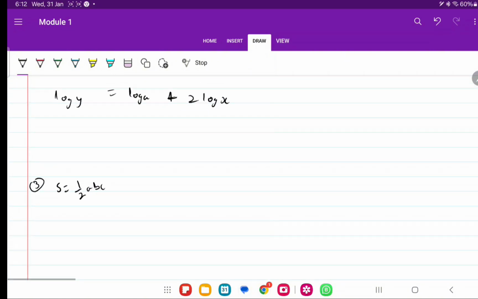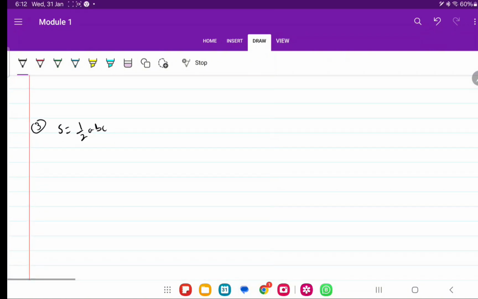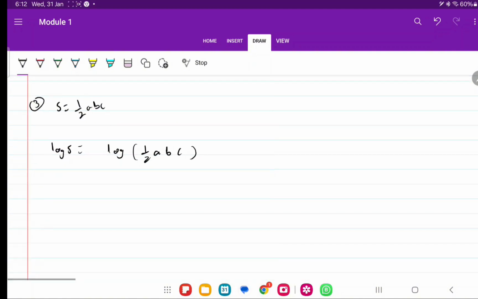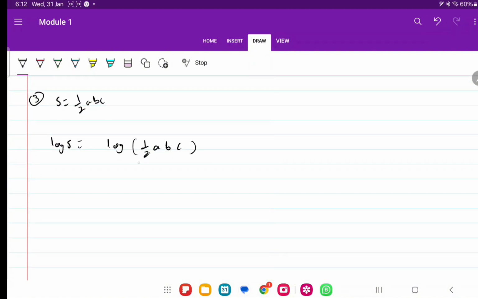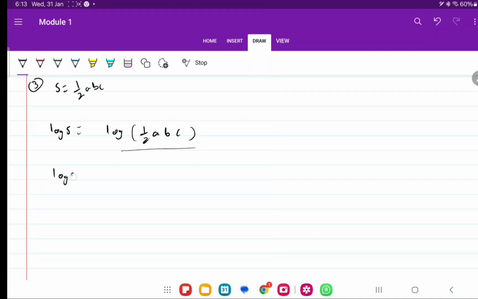Alright, I have another equation. S is equal to a half ABC. Again, I log both sides. I'm going to have the log of S is equal to the log of a half ABC. And which law can I apply over here? I can apply the product law. So I'm going to have the log of S is equal to the log of a half plus the log of A plus the log of B plus the log of C. All right, that one was quite simple.